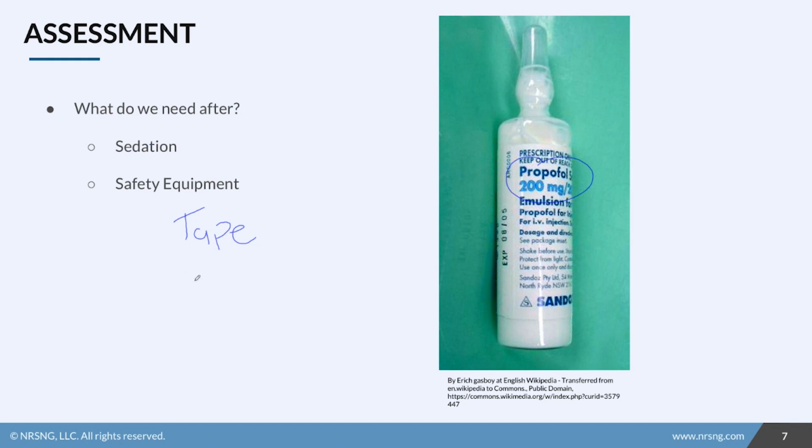You also want to make sure that you have a working ventilator. That's where the respiratory techs come in. You want that at the bedside so you can attach the ET tube right to it.